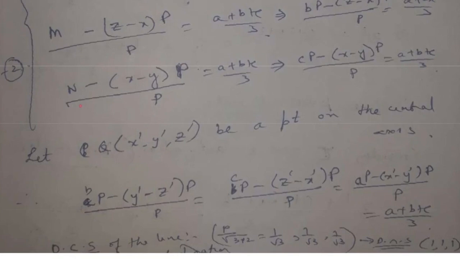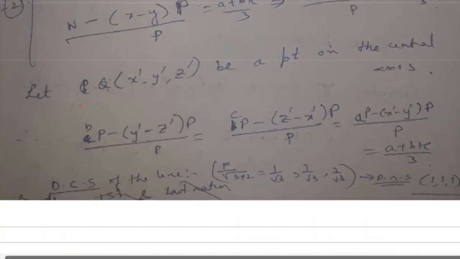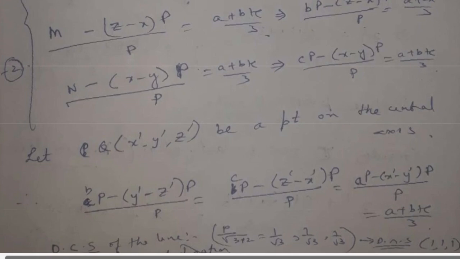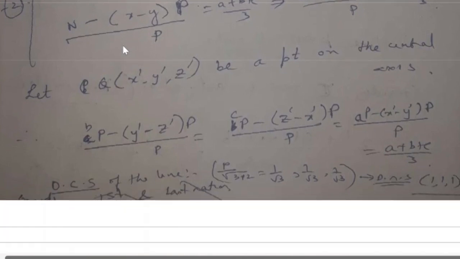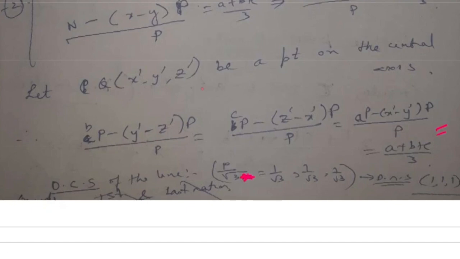Okay. So let Q be any point on the central axis. If Q is any point x dash, y dash, z dash on the central axis, then you just plug it in here in place of x, y, z. Okay. So once you put everything together, you are getting the equation of the central axis as this one. So if you have the equation of the central axis, what are the DCs of the line? From here you can easily find out the DCs. These are the direction ratios, right?